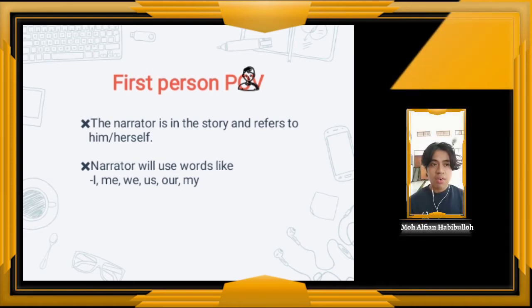First is the first person point of view. The narrator or author is in the story and refers to him or herself. A narrator or author will use words like I, me, we, us, our, my, and the others.